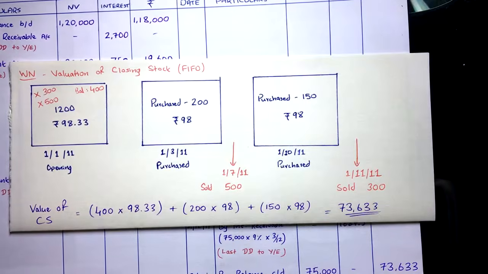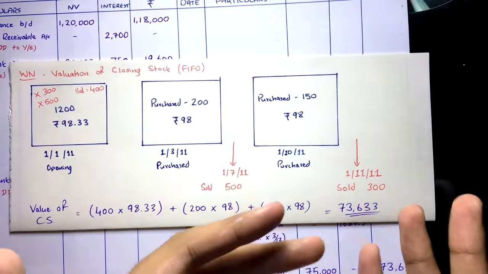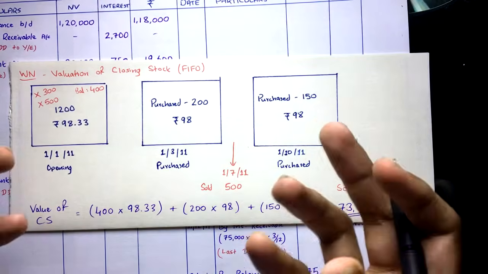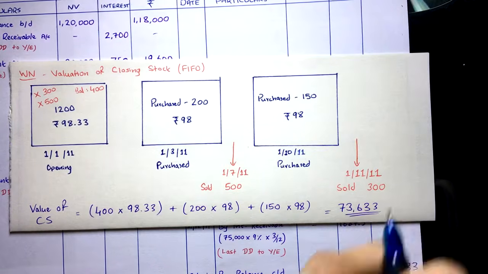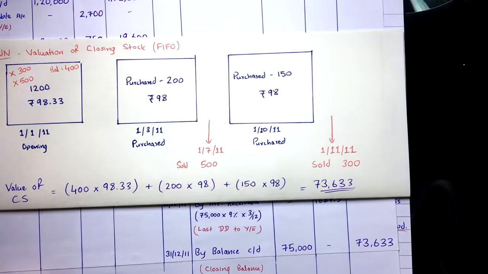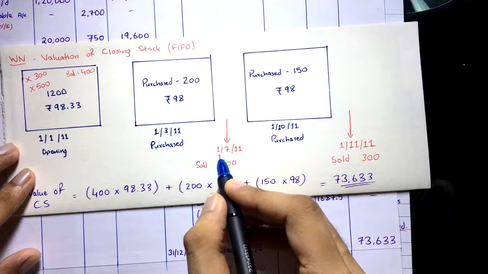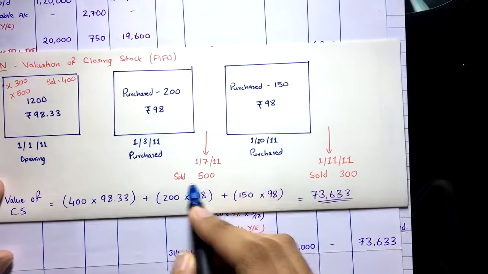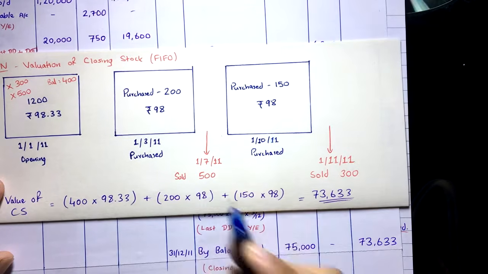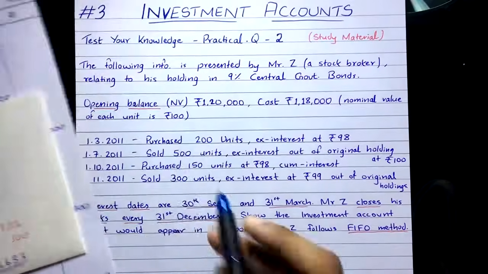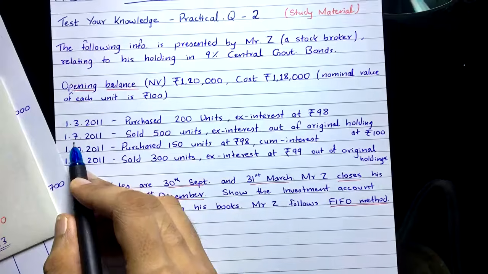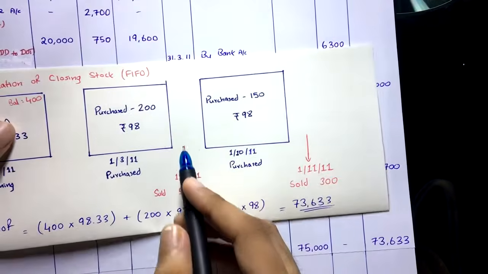So you have to take it like this, in date sequence, and then whatever has come first will go out first. Not just the quantity I'm talking about, the issue pricing will be like that. See here, on 1st July 2011, what has happened? You have sold 500 units, isn't it? See the question, sold 500 units when? On 1/7/2011. So you have to take it like this in an arrow.